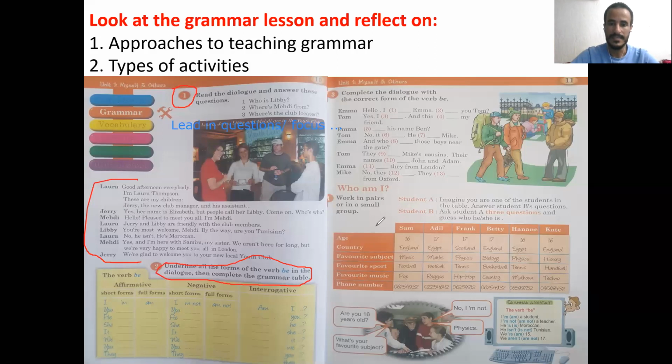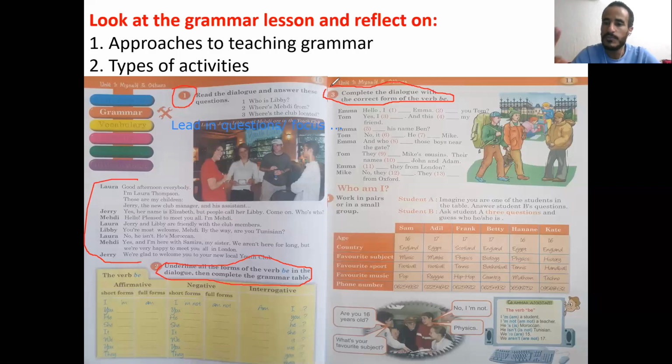Okay, that's interesting. Now let's move to the next. Number three, complete the dialogue with the correct form of the verb be. What is this? Production. Fill in the gap. Practice. Practicing. Practice and production. So number three is practice.